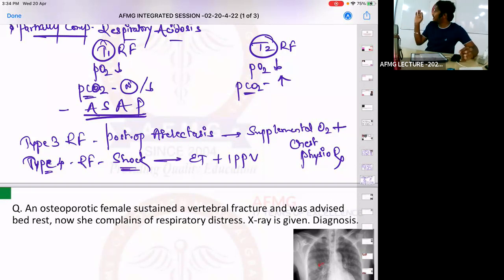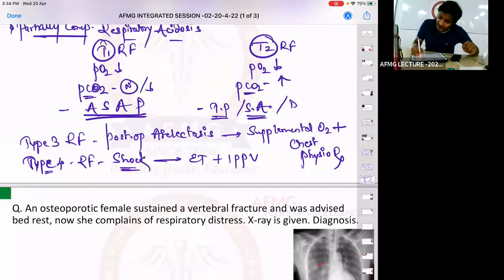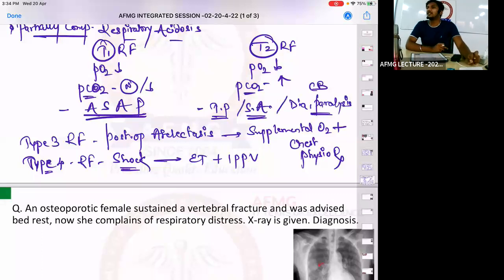Okay. If I talk about type 2 respiratory failure, spontaneous pneumothorax is causing type 1. So tension pneumothorax will cause type 1. Acute asthma causes type 1. So status asthmaticus will cause type 1. And third is diaphragmatic paralysis. And the last one is chronic bronchitis.